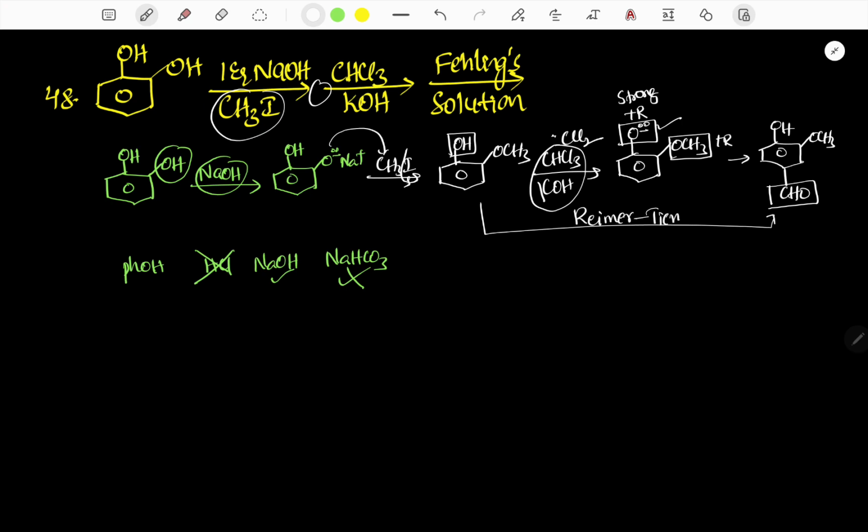This reaction is known as the Riemer-Tiemann reaction, and the product is known as vanillin.